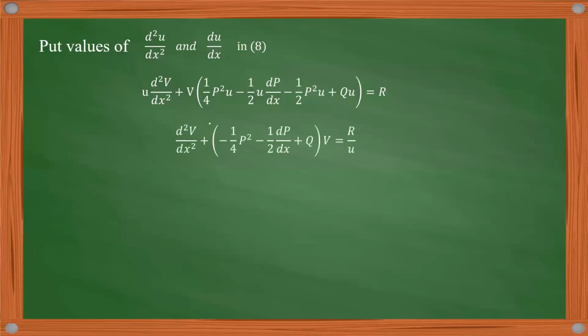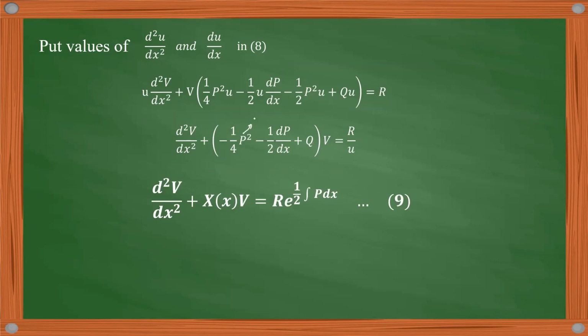Let us make it simpler. Just divide this equation by u. So we will get d2v by dx2 plus minus 1 by 4 p square minus 1/2 dp by dx plus q, into v, is equal to r upon u. Now we know that p is a function of x, and q is also a function of x. So this whole term is nothing but just a function of x.